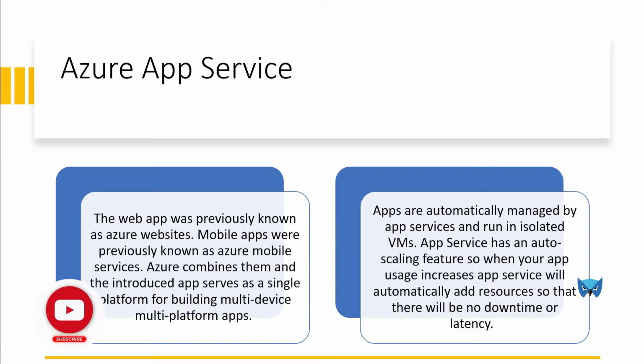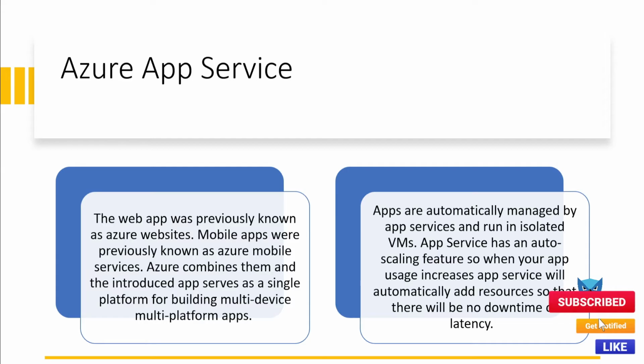Here you need to understand that instead of creating multiple platforms, Azure App Services develops for multiple devices and multiple app platforms, and at the same time apps are automatically managed by App Services and run in isolated VMs. There are particular dedicated VMs, and App Services also has an auto scaling feature. Whenever your app usage increases, App Services will automatically add resources and then decrease the resources with no downtime or latency.